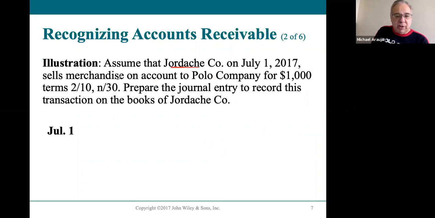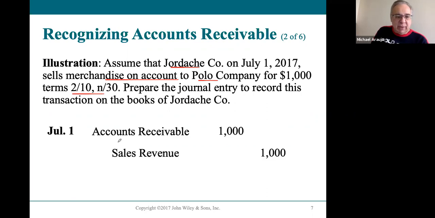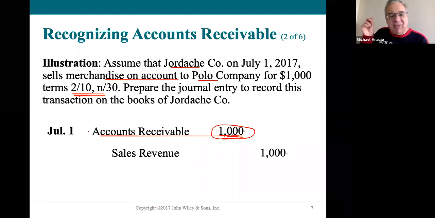One company, Jordache, sells merchandise on account to another company, Polo, 2/10 net 30. You understand how this is, right? Sale on account, debit to accounts receivable, credit to sales revenue. You gave them 2/10 net 30, a chance to pay less than this. So even though accounts receivable is your asset, and your asset says you're owed $1,000, is that the real value of that receivable? That's the question for the balance sheet. That's what we're going to be tackling in objective 2.